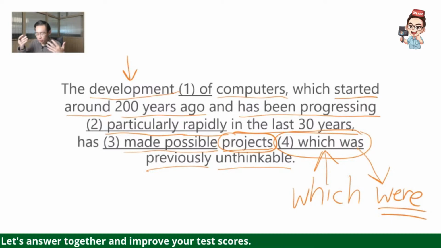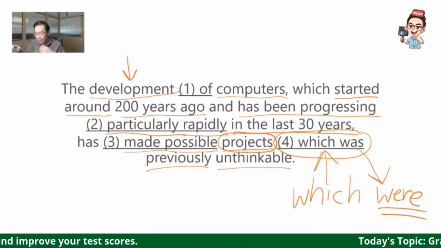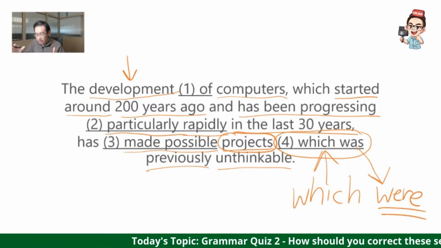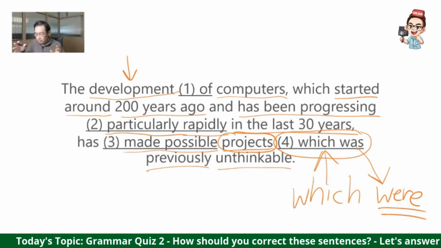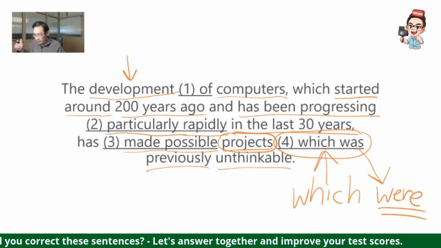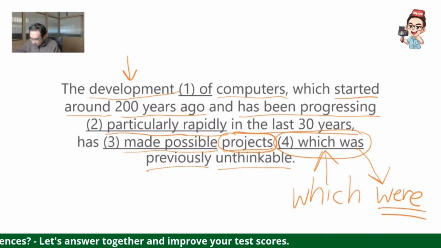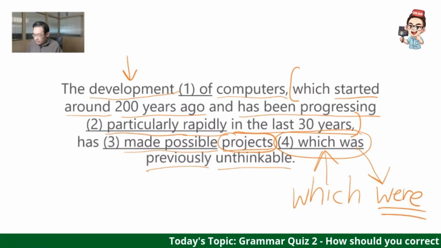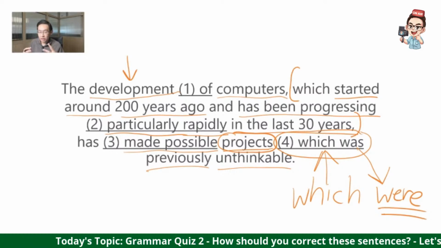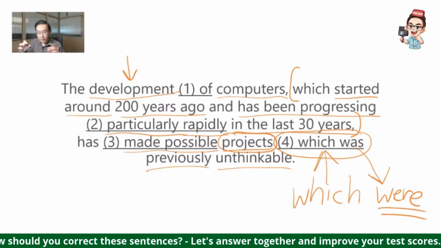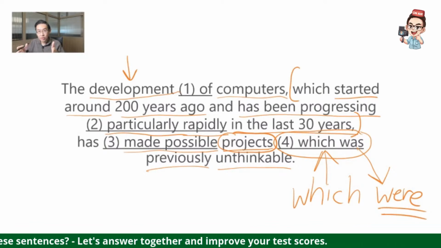So the improvement to computers, which began 200 years ago and has been getting better very fast in the last 30 years, results in projects which are now possible, but in the past, these projects were not possible, okay? And if you look closely, I'm drawing brackets here between "which" and "years." So from "which" up until "30 years," these are words which give more meaning to the sentence, but they are not part of the actual or the main sentence.